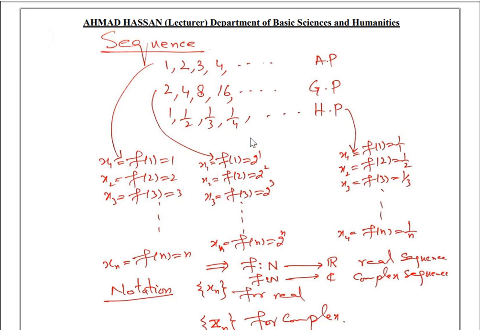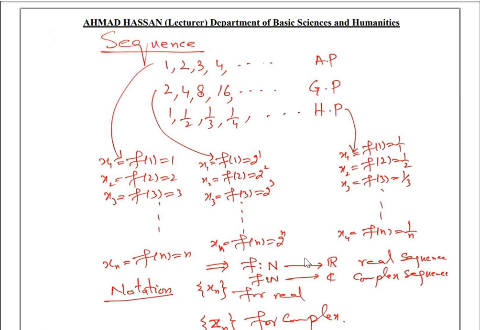Similarly, the harmonic progression can be written as f(1) = 1/1, f(2) = 1/2, f(3) = 1/3, and f(n) = 1/n. So that means every sequence can be written in function form. So we can say that a sequence is a function whose domain is the set of integers or natural numbers, or sometimes the set of positive integers.